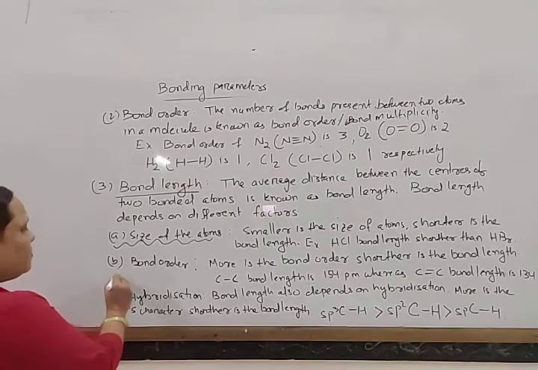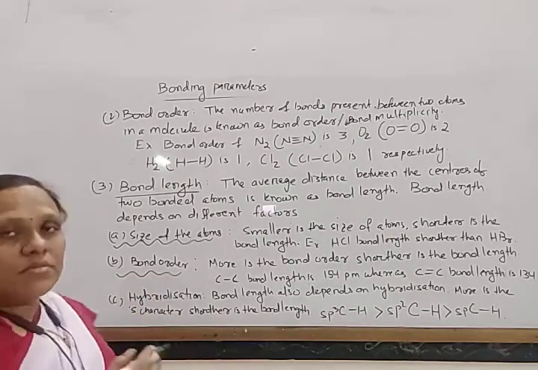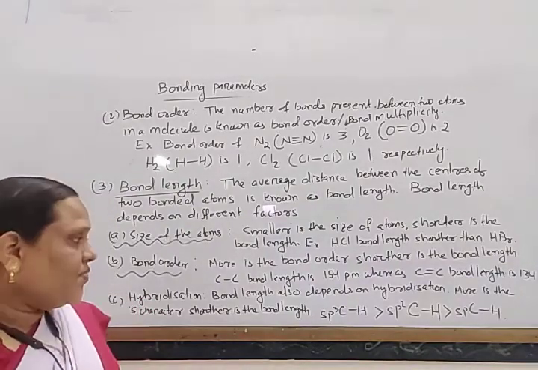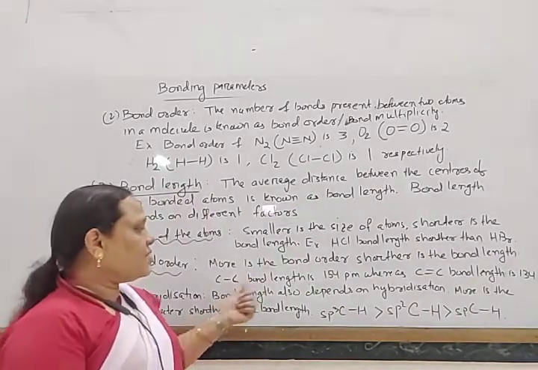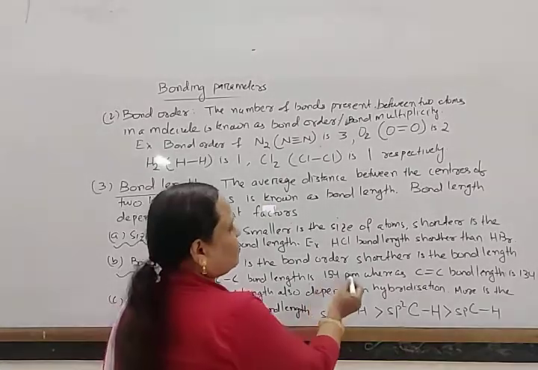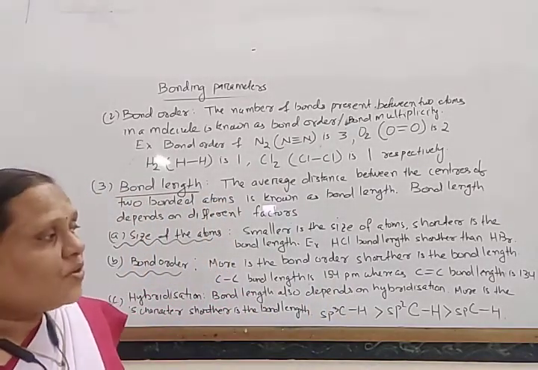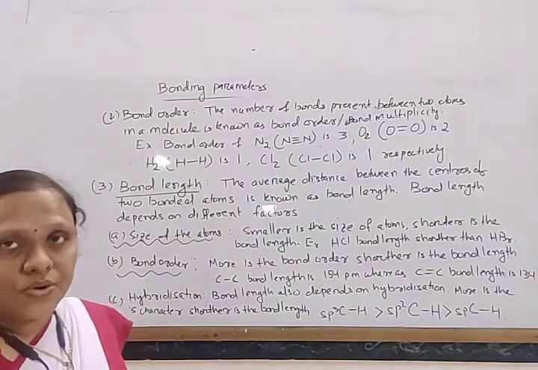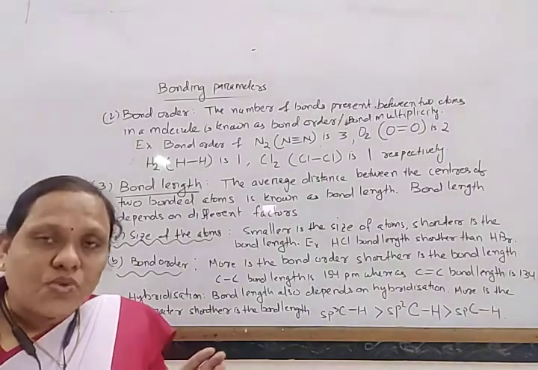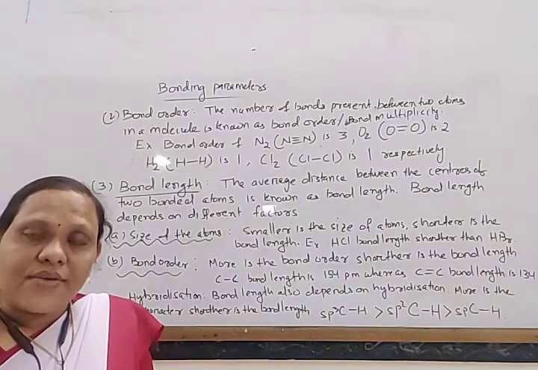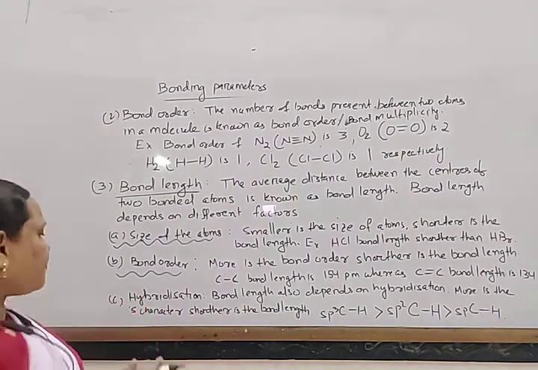Another factor is bond order. The more the number of bonds present between two atoms, the smaller is the bond length. For example, carbon-carbon single bond length is 154 picometer, whereas carbon-carbon double bond length is 134 picometer. In this way, as more bonds are present between two atoms, its bond length decreases.